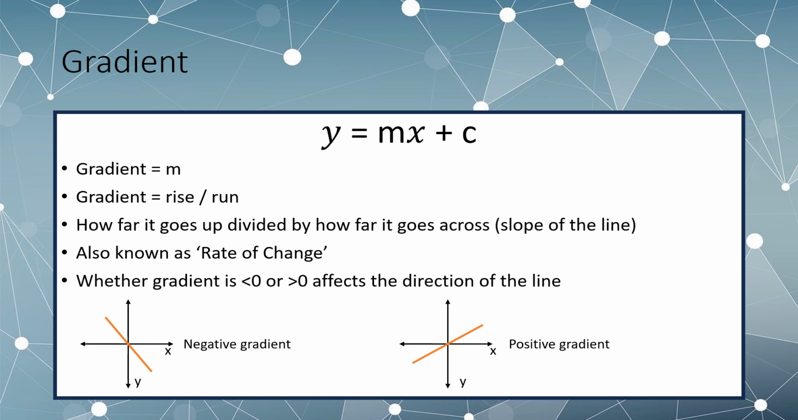An important thing to remember is if the gradient is less than 0, it is considered a negative gradient and shows the line such as in the diagram below. Whereas if it's greater than 0, it's a positive gradient and shows the line in the diagram below. Effectively, if it's a negative gradient, the line is sloped to the left. If it's a positive gradient, the line is sloped to the right.